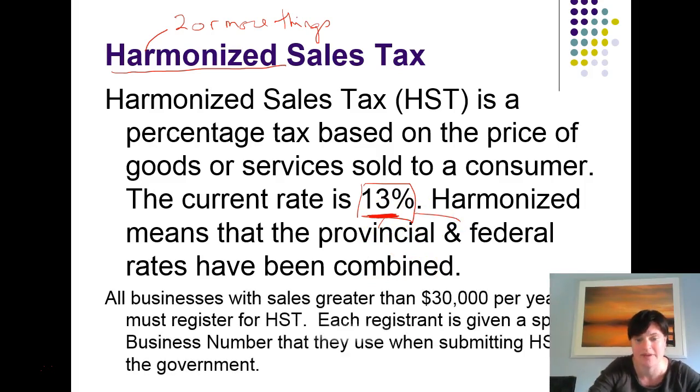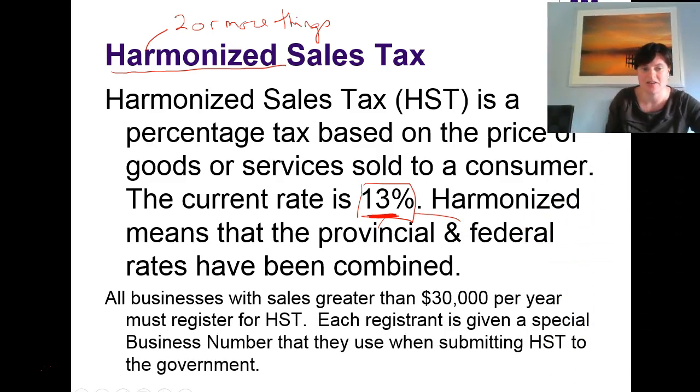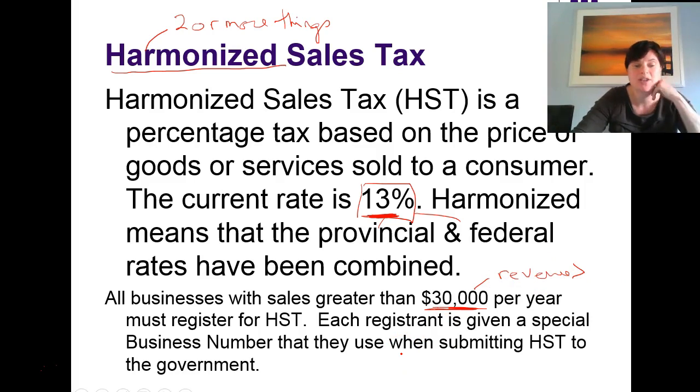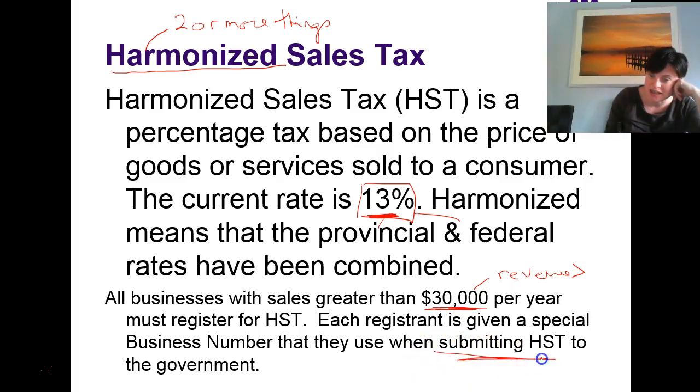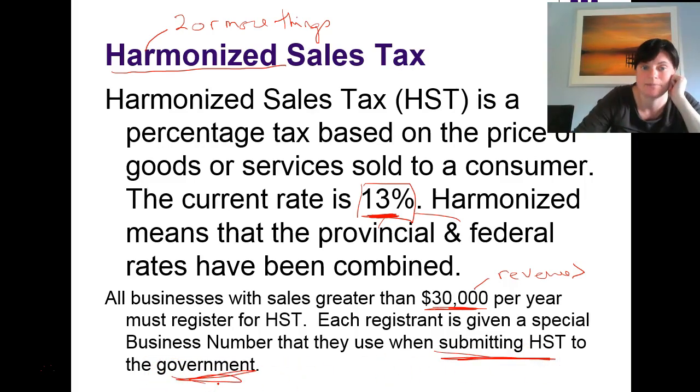So let's look at a bit of history. Any business that has sales greater than $30,000 per year, so sales revenue greater than $30,000 a year, must register for HST and must collect HST on any sales that they make. And at the end of a period, they must remit, or submit, that HST they've collected. They must submit it to the government because it's not their money, it's the government's money.